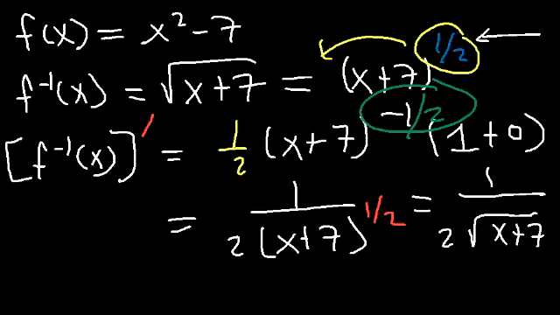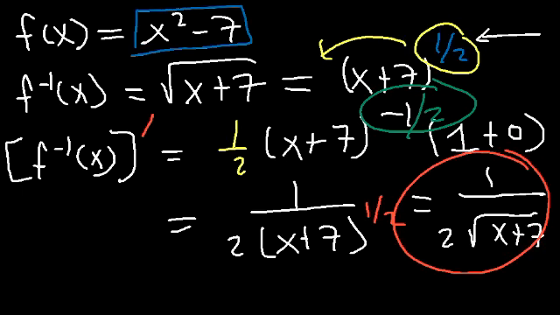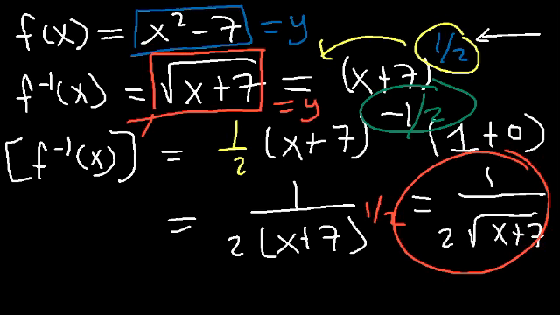Notice that we've confirmed our other two answers. This is the derivative of the inverse function with respect to x, which is what we had in the other example. Now we can put it back in terms of y. Now you need to be careful because x squared minus 7 is equal to y, but for the original function. But also the square root of x plus 7 is equal to y as well, but for the inverse function.